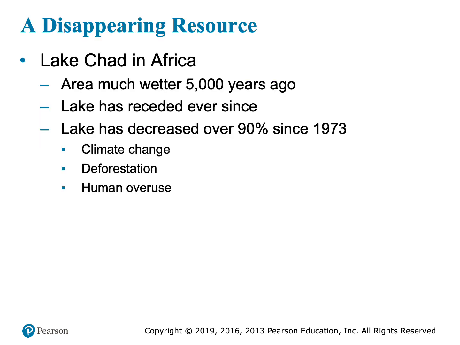This is a look at how water is disappearing. For example, this is Lake Chad in Africa. The area was much wetter 5,000 years ago, and I'll show you a picture of what it looked like. This huge lake has receded ever since then, and the lake has decreased over 90% since 1973 due to climate change, deforestation, and just human overuse, using the resources before they can be replenished.